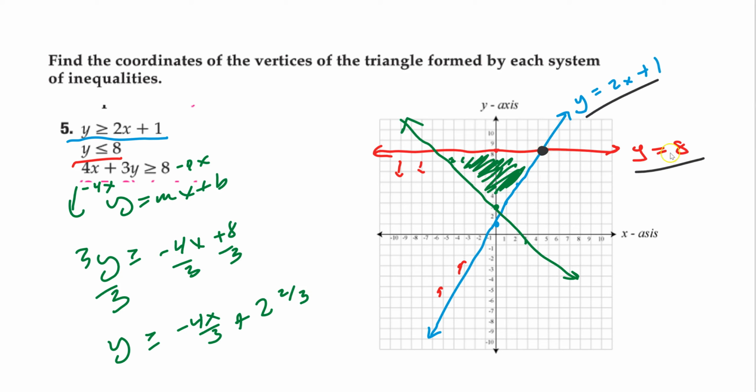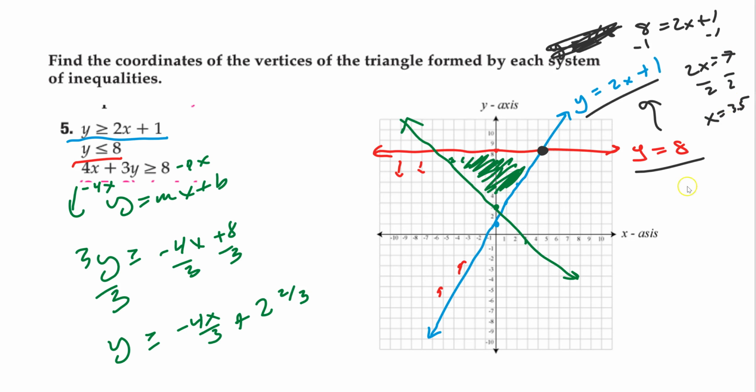I actually know what the y is. It says y equals 8. So that part's done. Just plug it in. Y equals 2x plus 1. Oops, did it the wrong way. Plug in the 8 for y. Minus 1, minus 1. 2x equals 7. Hey, let's continue the theme of decimals. X equals 3.5. So that point right there is going to be 3.5 and 8. Not the worst thing in the world.